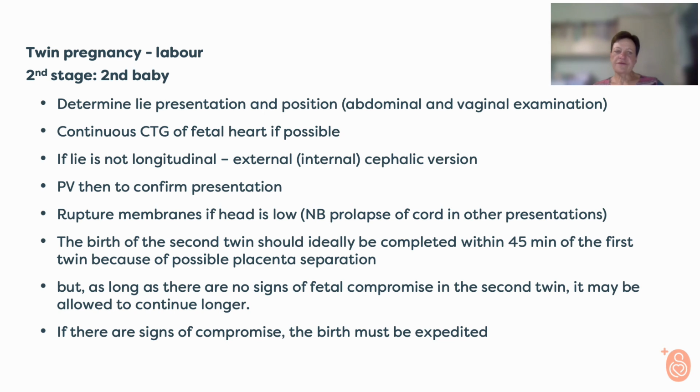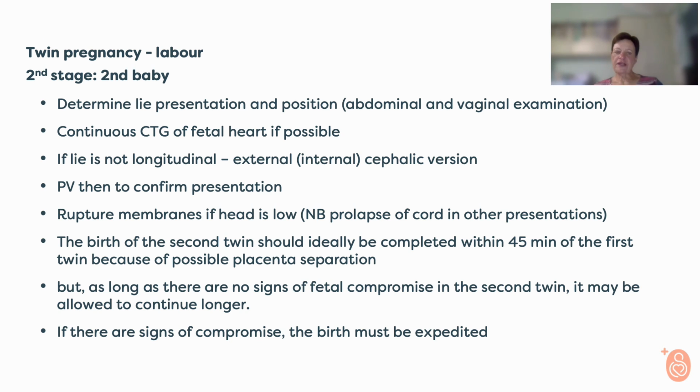So after the first baby has been born, we immediately try to determine the lie, the presentation and the position of the second baby. So we do an abdominal and a vaginal examination immediately after the birth of this first baby to determine this. Then, if at all possible, we continuously do a CTG of the fetal heart of this aftercoming baby, because this baby is now a very high risk baby and we need to determine whether he's in a good condition or not.